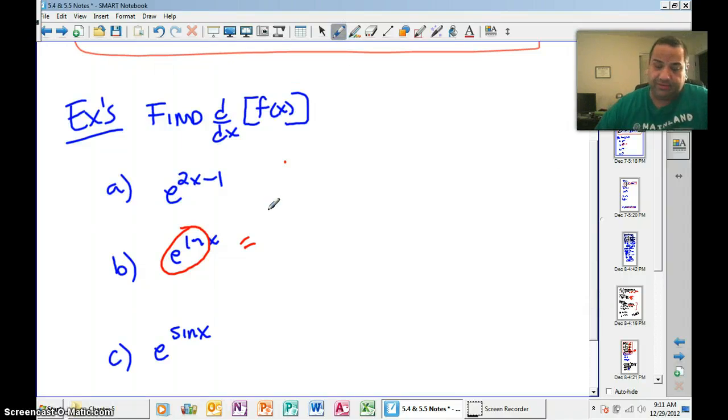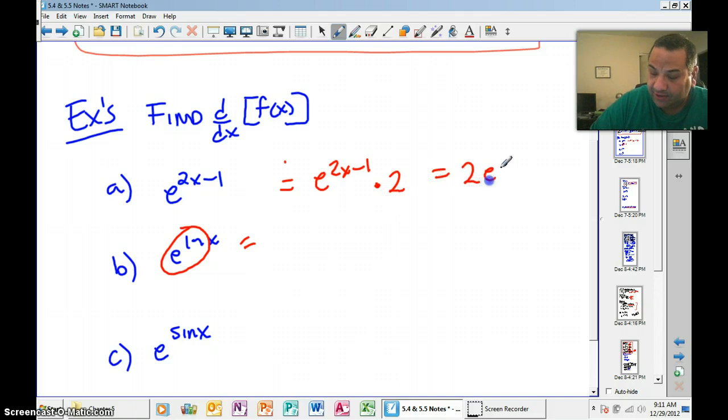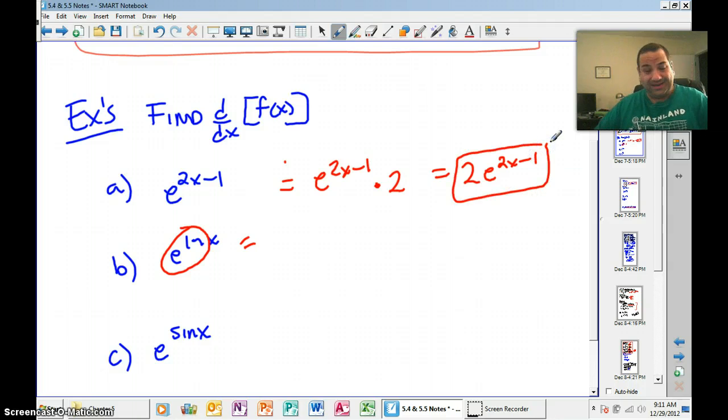e to the 2x. Well, that's an expression, so if I take the derivative, it's going to be e to the 2x times the derivative of the top, which is just 2. So I get to write it in a nicer way, 2 e to the 2x. There you go. Easy as that.